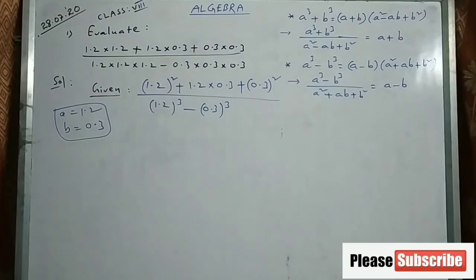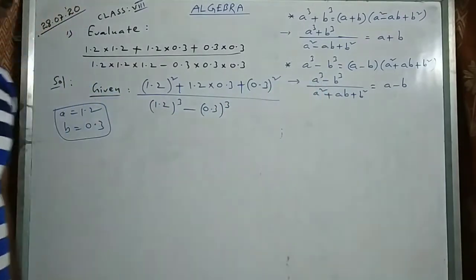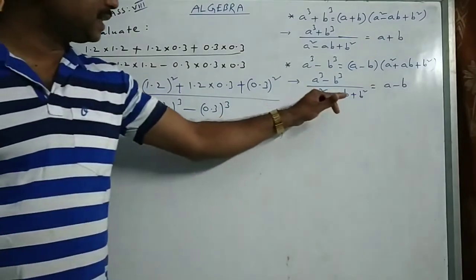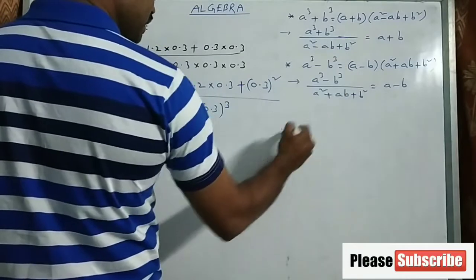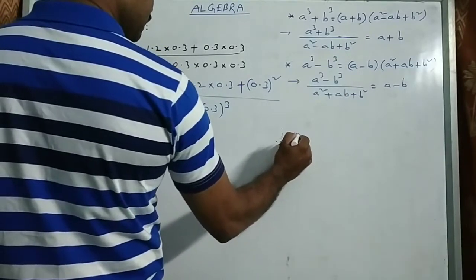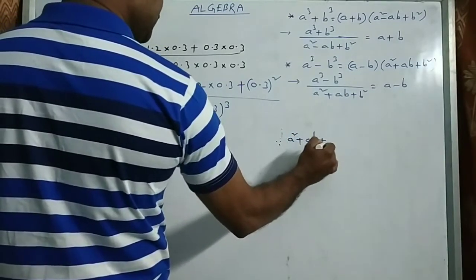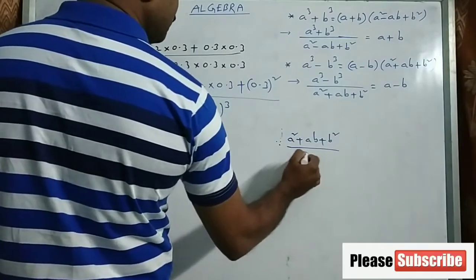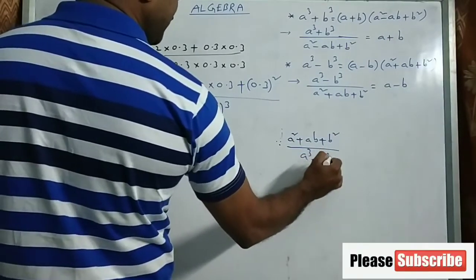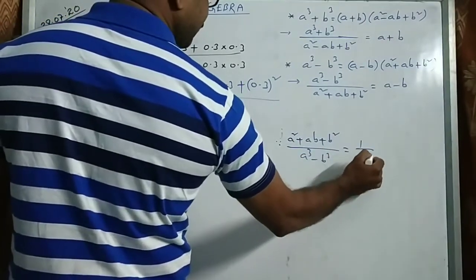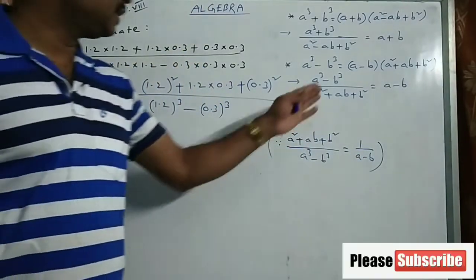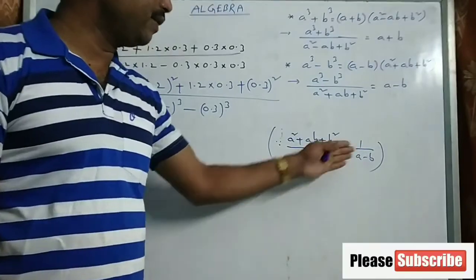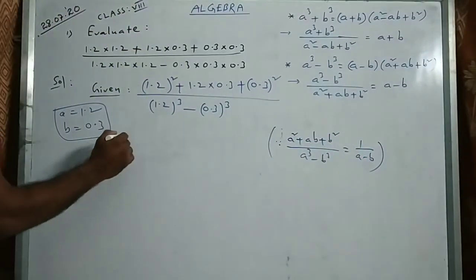Now which form is it? Observe the second one. It is just the reciprocal of this form. What is the reciprocal of this form? a square plus ab plus b square upon a cube minus b cube, right? It will be 1 by a minus b, right? So if it is this form a minus b, I have the reciprocal, so 1 by a minus b.